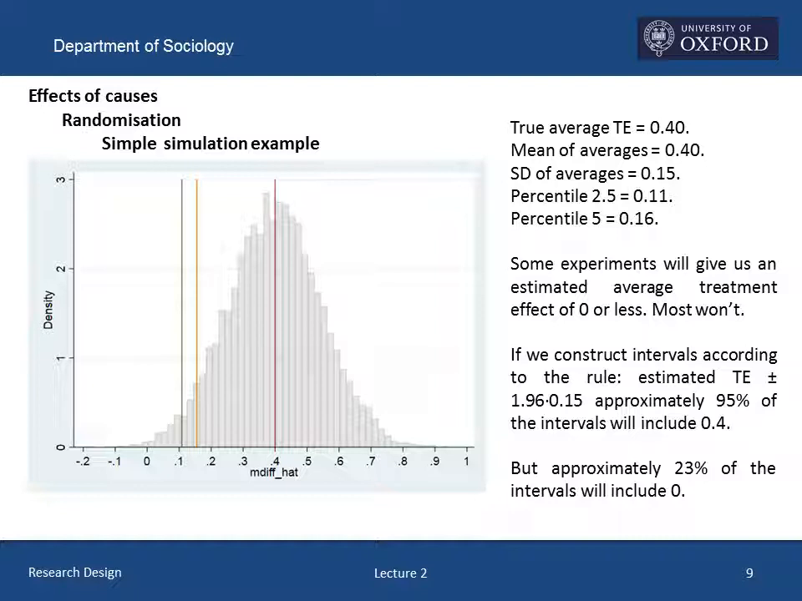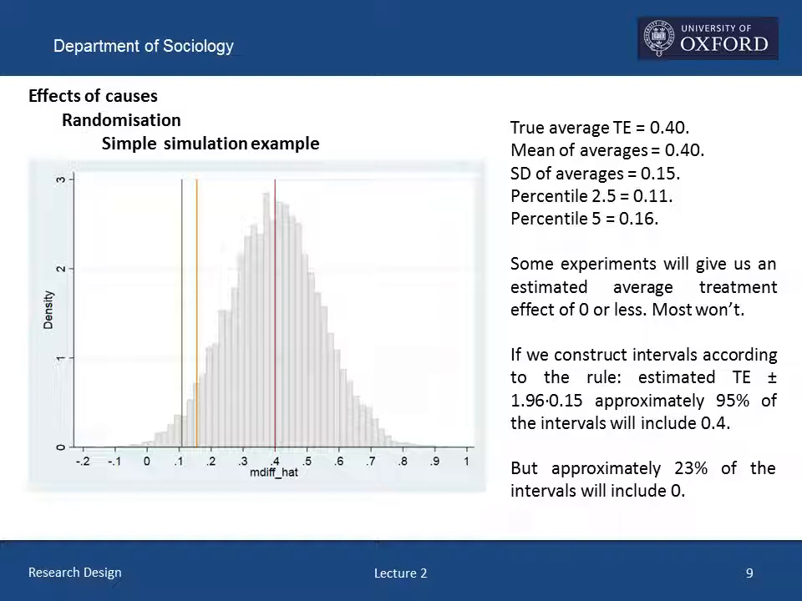We could have got an estimate as low as minus 0.15, implying the treatment made things worse, or as high as 0.9, which would lead us to be very optimistic about the efficacy of the treatment. The 2.5th percentile of the distribution, represented by the green vertical line, has a value of 0.11, and the 5th percentile, represented by the orange vertical line, has a value of 0.16.